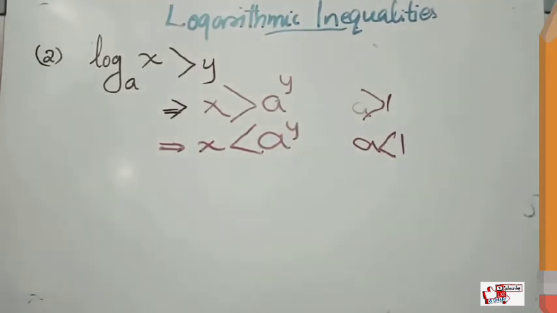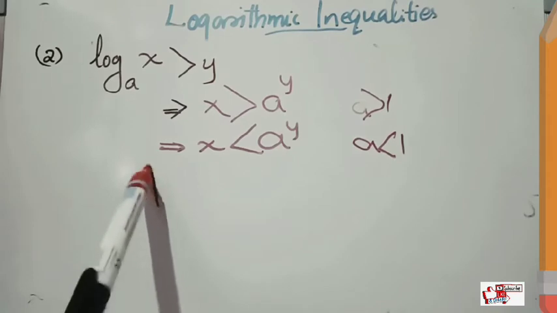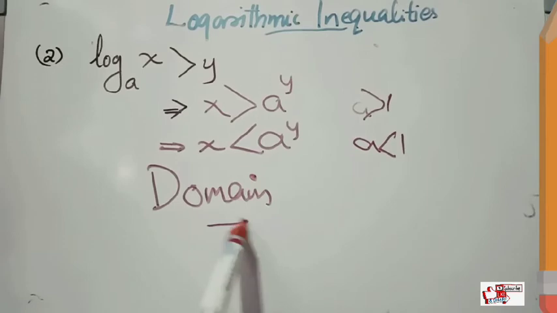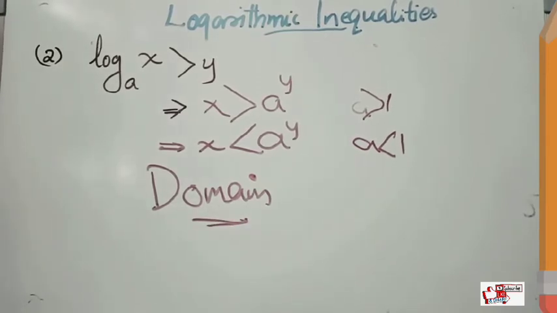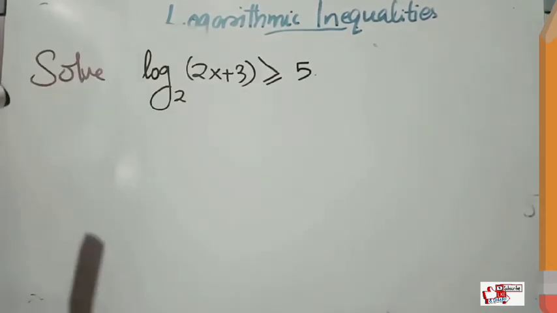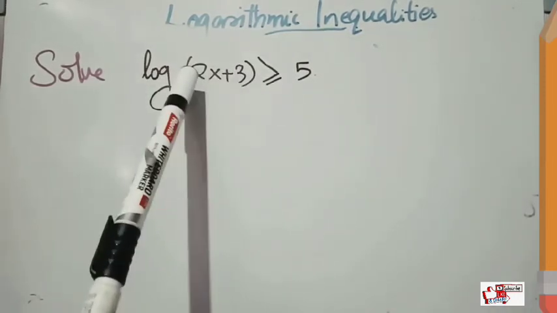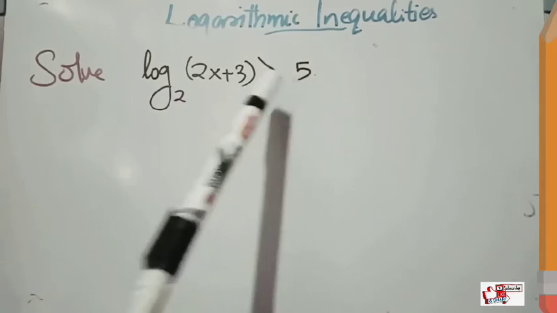Okay, and in addition to all these laws, in every logarithmic inequality we have to find a very important term that is known as domain. Domain value of the logarithm must be found out. Let's discuss how to find the domain. Consider a question. Solve log 2x plus 3 to the base 2 is greater than or equal to 5.